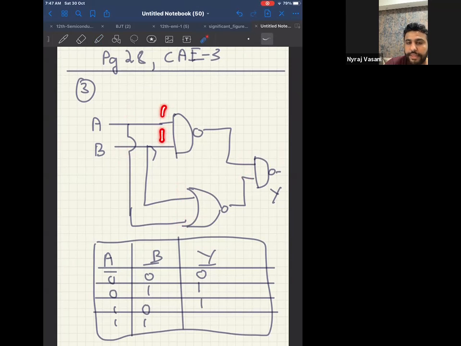So I'll take last one, that is 1, 1. 1, 1 for an AND gate would be 1, NAND gate would be 0. 1, 1 for an OR gate also would be 1, but NOR gate would be 0. 0, 0 for an AND gate would be 0, but NAND gate would be 1. Therefore, my answer is 0, 1, 1, 1. Tell me, are you getting it?